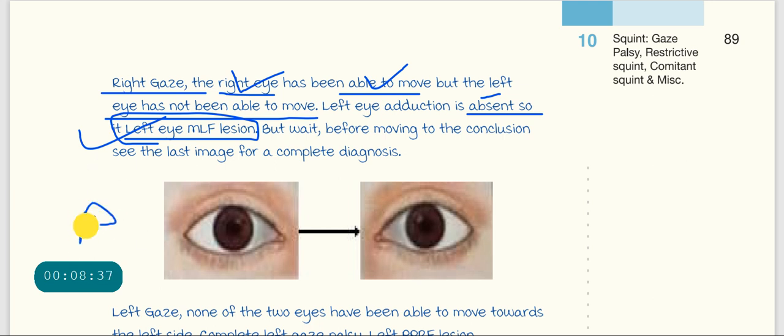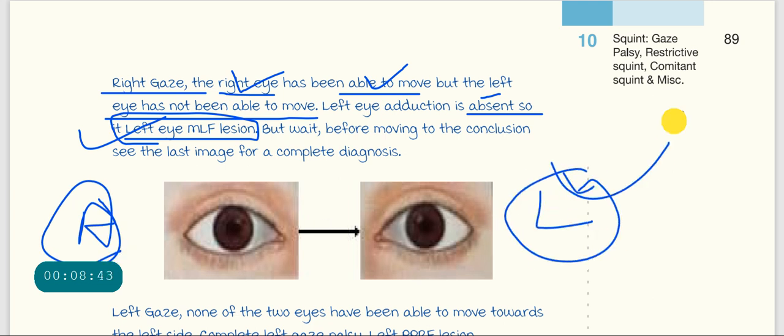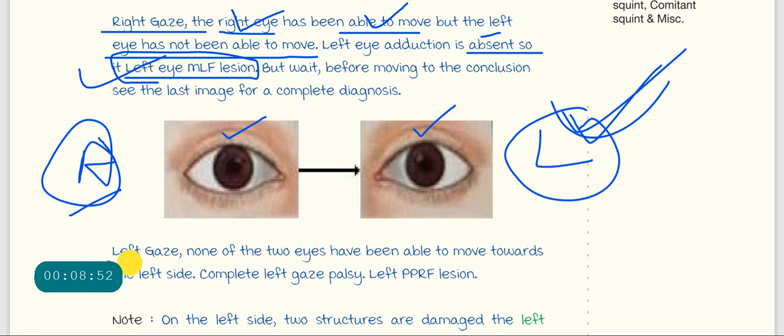What would happen when the person would be looking at the left side? Okay, so when the person looks at the left side, both the eyes will not abduct. Okay, so in the left gaze, none of the eyes is able to move. So this is the condition and this is left PPRF lesion, very important.